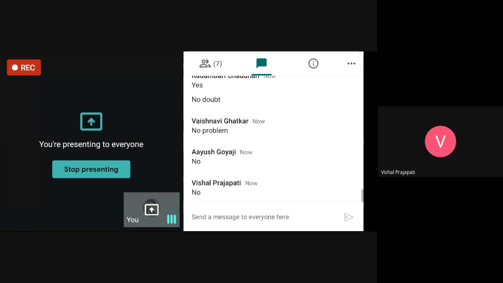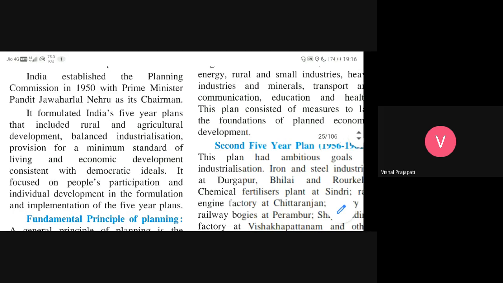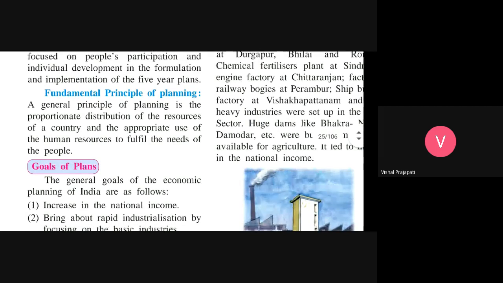See here now. Fundamental principle of planning. Now see, we know what are the problems in front of India. We need planning to solve these problems. For the planning we have the planning commission. Now see, what were the fundamental principles of planning for India? So let's see it.